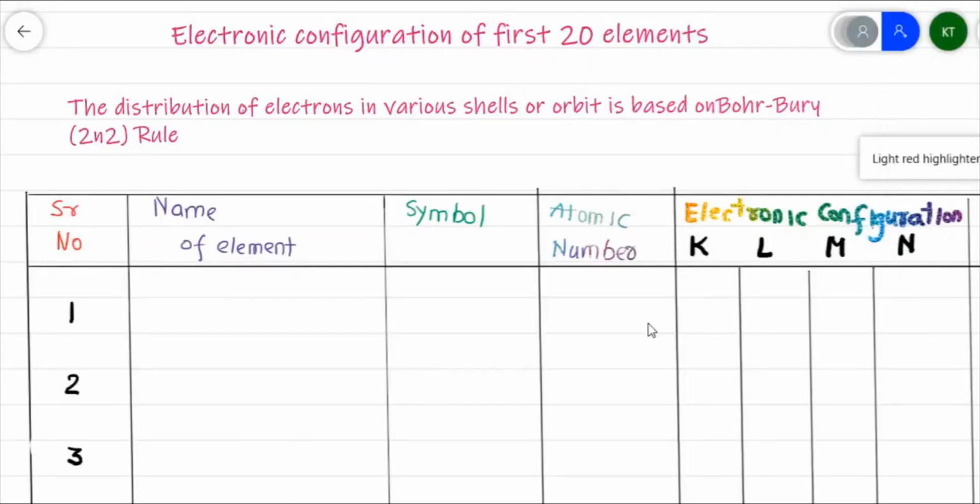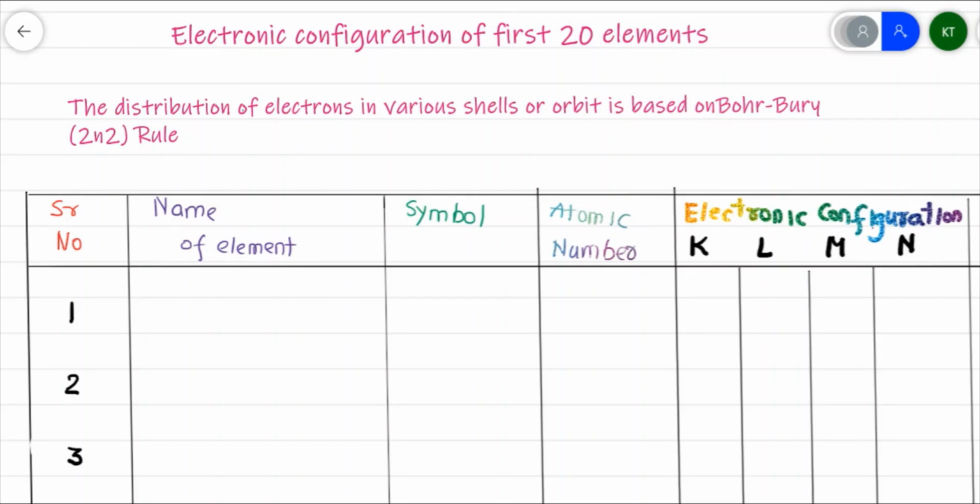In a previous video, we discussed the Bohr-Bury 2n square rule and how the various shells have a maximum number of electrons when I substitute n value as 1, 2, 3, 4 like that, and how those orbitals have been designated with some alphabets.